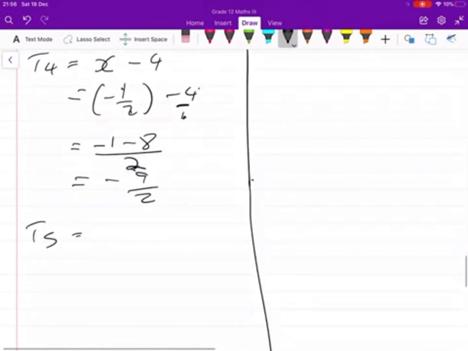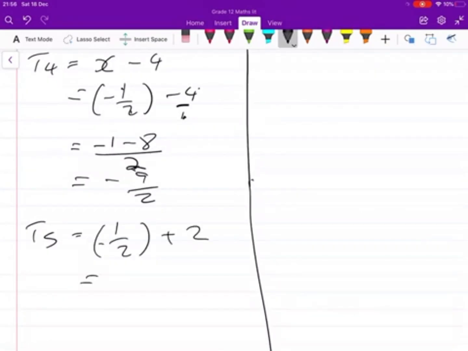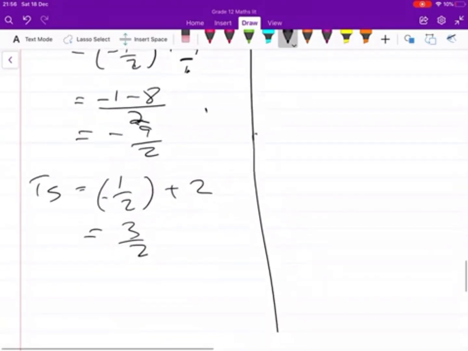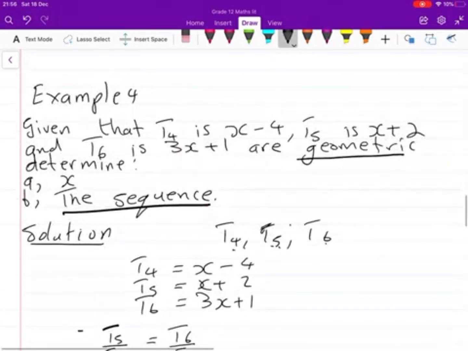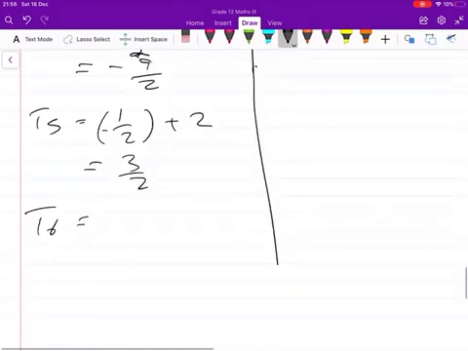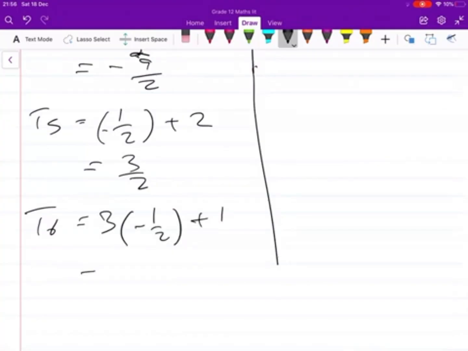T5 is x plus 2, so that is 1 minus 1 over 2 plus 2, and of course our answer should be 3 over 2, applying the same method that we did there of the issues of LCM. T6 is given as 3x plus 1, so wherever we see x, we put -1 over 2, and that is of course plus 1, and if you solve that, that should be -1 over 2.